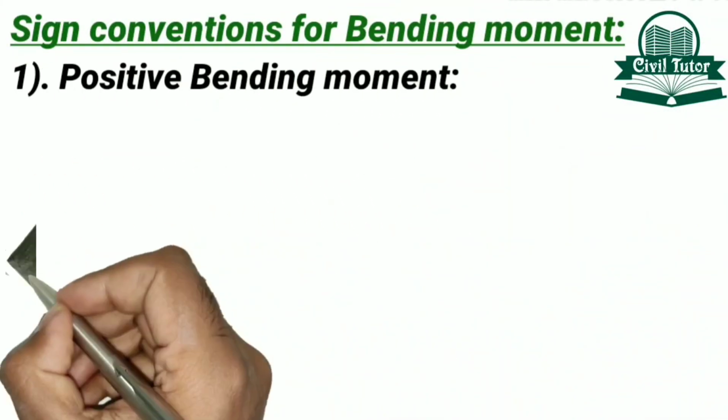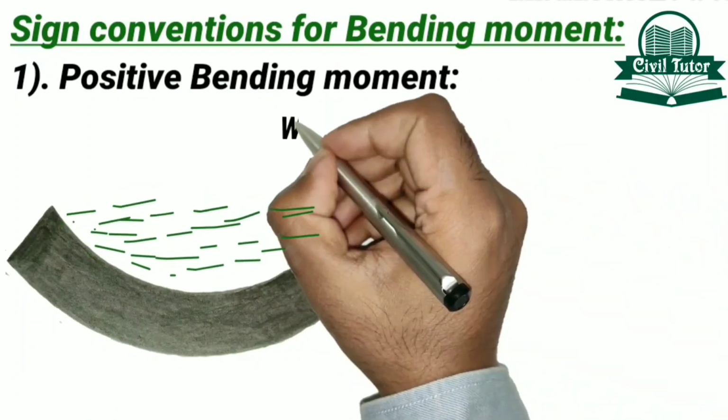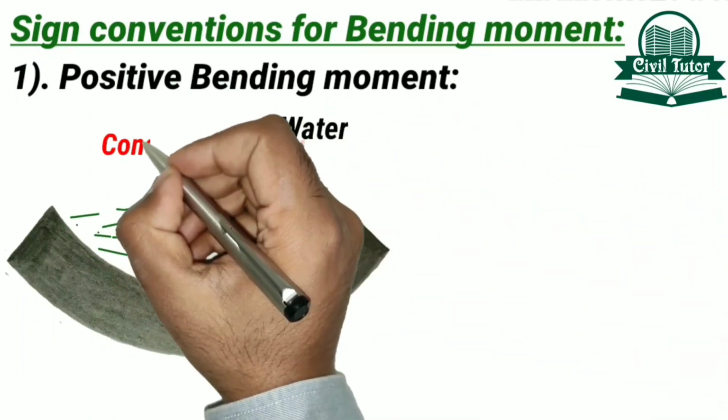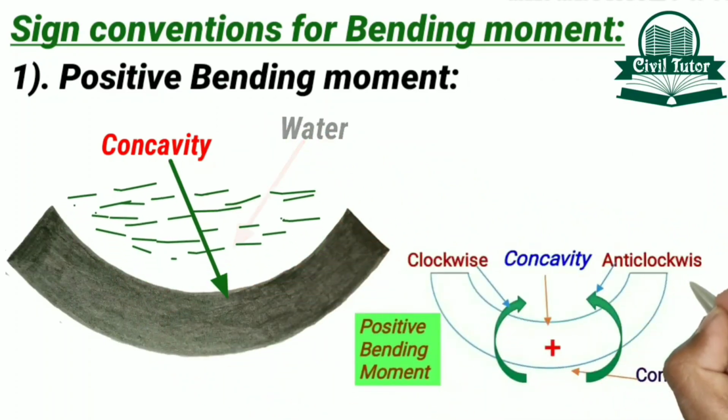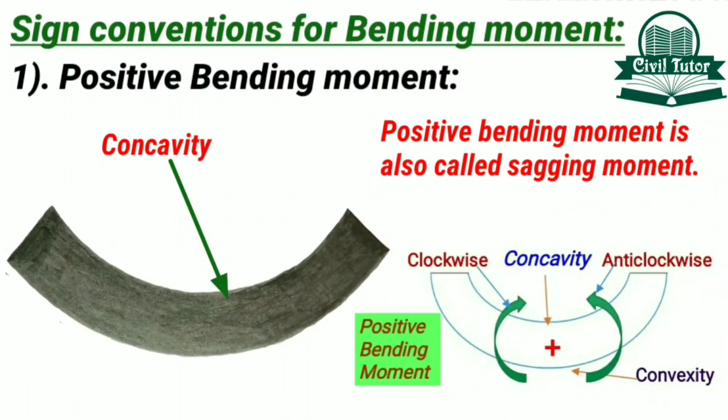The bending moment at a section will be positive if it tends to bend the beam in a manner such that it can retain water on its curvature, that is concavity at the top, as shown in figure. The positive bending moment is also known as sagging moment.